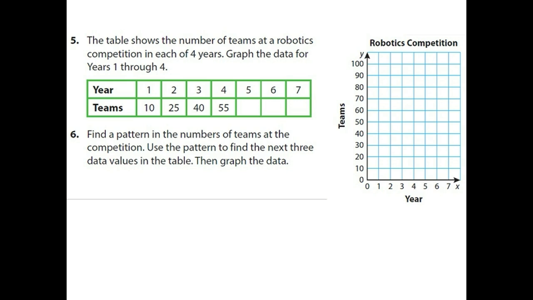All right, number 5, the table shows the number of teams at a robotics competition in each of 4 years. Graph the data for years 1 through 4. All right, go ahead and do that, and then we'll go over it.